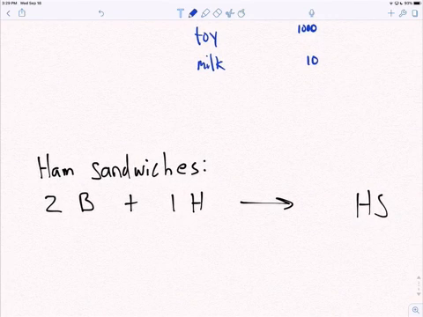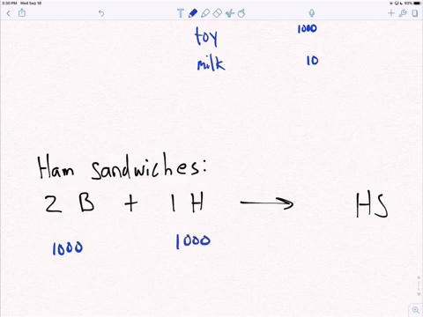So like a ham sandwich, a simple ham sandwich, 2 slices of bread plus 1 slice of ham makes a ham sandwich. So if I have 1,000 pieces of bread and 1,000 slices of ham, how many ham sandwiches can I make? 500. Yeah, 500. And what's limiting here is the bread, right? Because there's 2 slices of bread to 1 ham sandwich. So because of that, we can only make this number divided by 2.